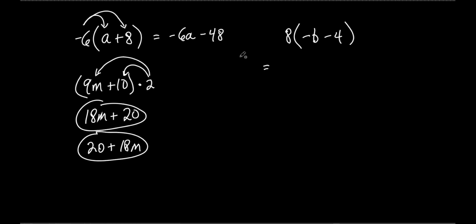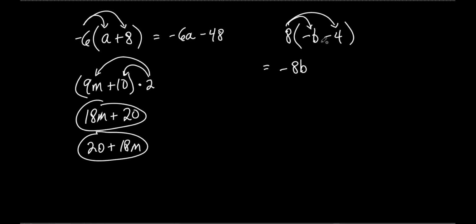You don't really need these arrows. I just do that to help you out at the beginning. But I'm going to do it one more time. This will be the last time I do the arrow thing. All right, so we go 8 times negative b minus 8 times 4. So what's 8 times negative b? What is it? Negative 8b. Very good. All right, it's not 8 minus b.